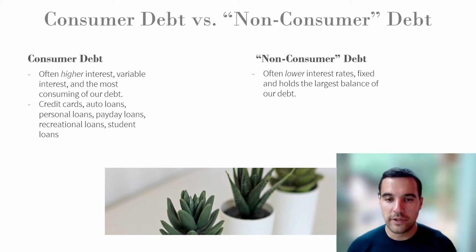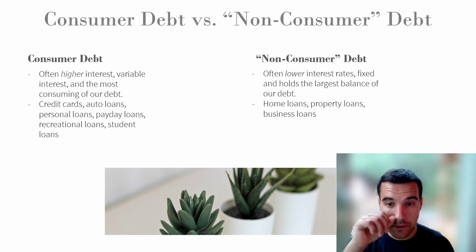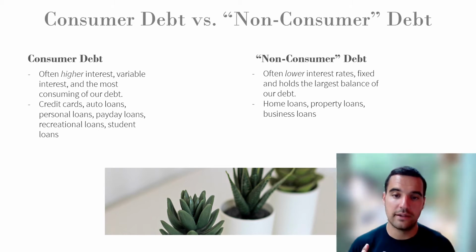Another thing with non-consumer debt is that it holds the largest balance of our debt. So we're talking about home loans. That's why I said it's the largest balance but not as consuming, because non-consumer debt is usually pretty protected. Property loans are kind of the same thing as home loans, but for when you have multiple properties, and then business loans. These are usually fixed rate, large balance debts.